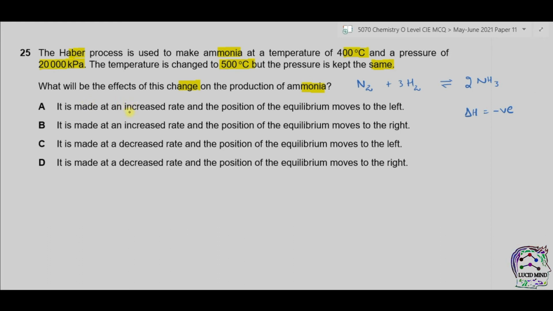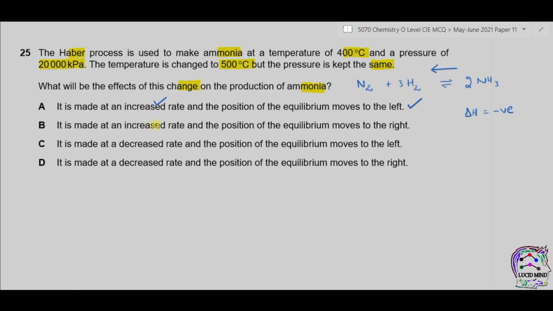Part A, it is made at an increased rate and the position of equilibrium moves to the left. Now we have increase in temperature. Increase in temperature will make the reaction faster. But as enthalpy change is negative, for exothermic reaction, increase in temperature makes the equilibrium move to the left side. So option A seems to be the correct one, as temperature will increase the rate and equilibrium will move to the back side.